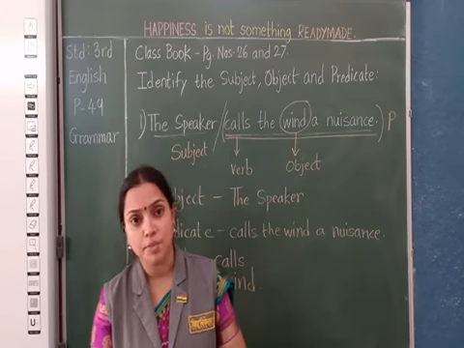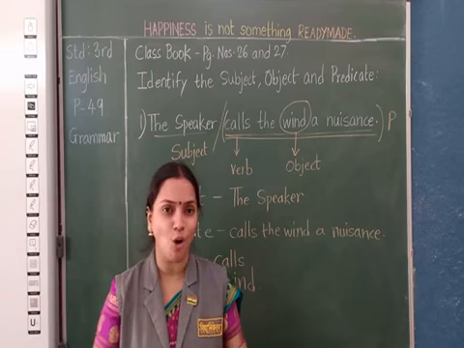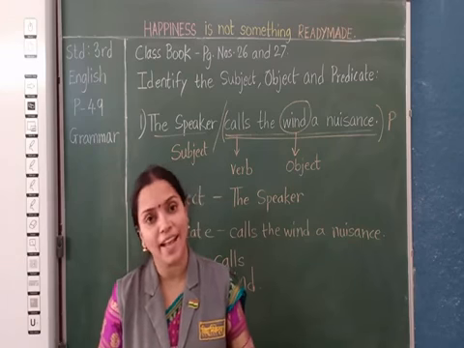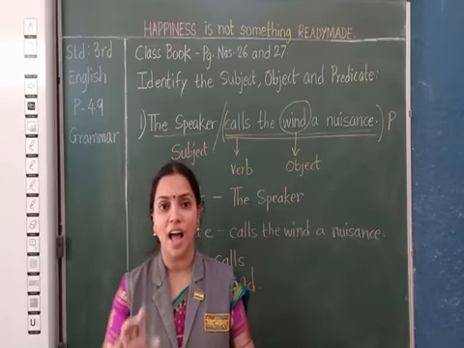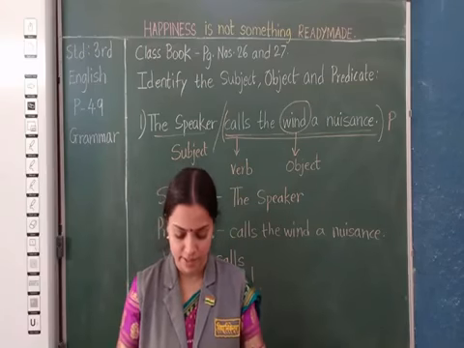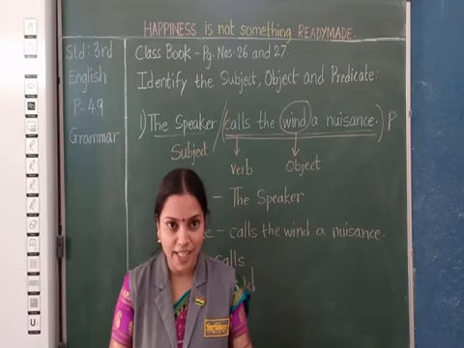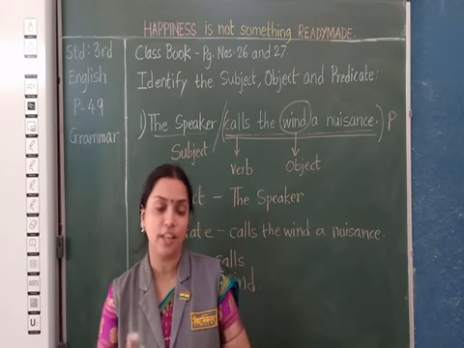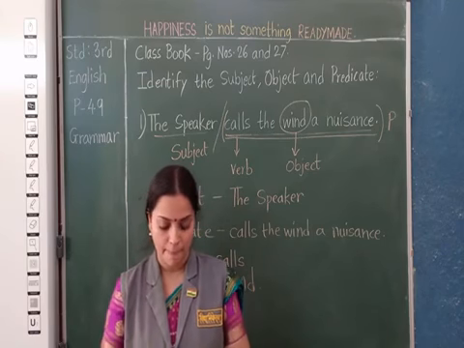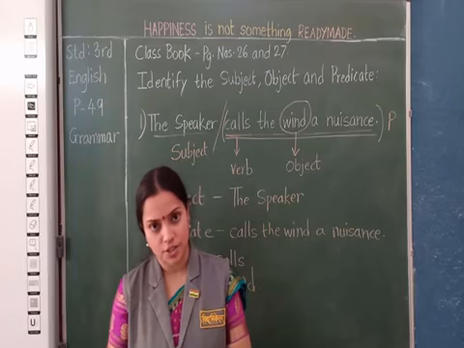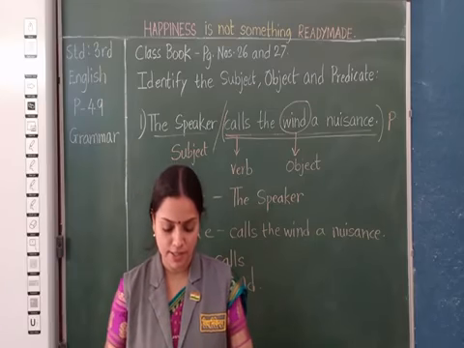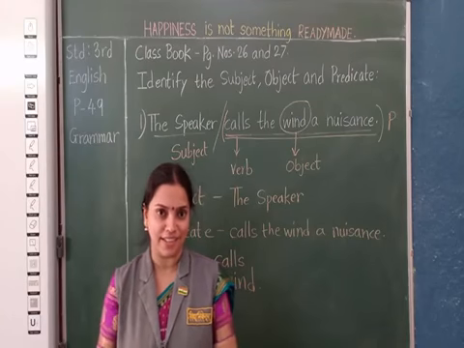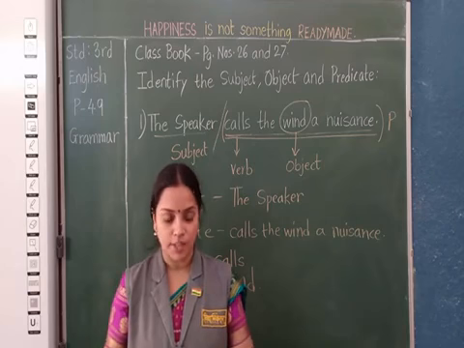Now we have two verbs here and we also have two objects. What are the objects? Her hat and her hair. So hat and hair are the two objects in our sentence. So we have the wind as a subject, seizes her hat and clutches her hair, the predicate. Seizes and clutches are the two verbs in our sentence, and hat and hair are the two objects in this sentence. Let's come to the next.